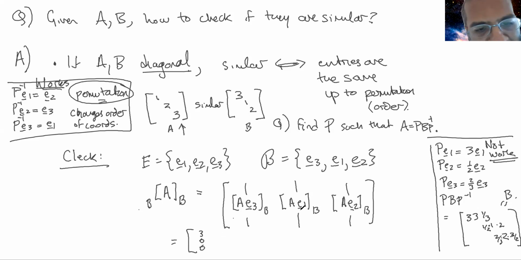What's A times E1? Well, that's just E1, because A just multiplies E1 by 1. And in the B basis, that's the vector 0, 1, 0. And what's A E2? Well, that gets multiplied by 2. But in the B basis, that's the vector 0, 0, 2, which equals the matrix B.